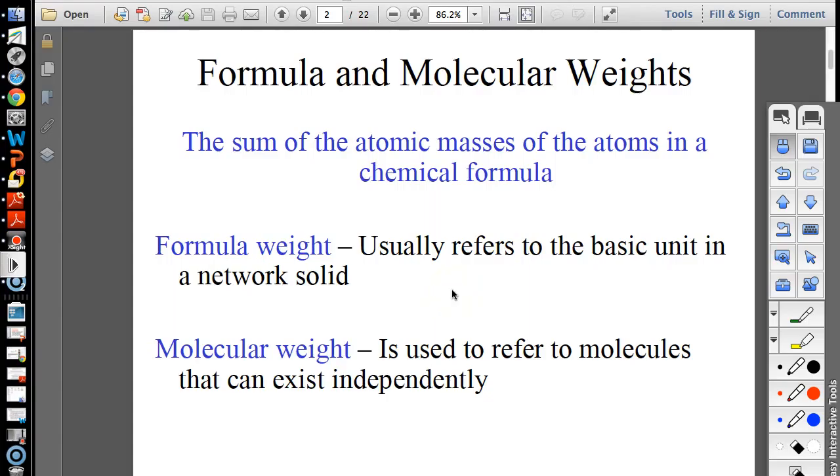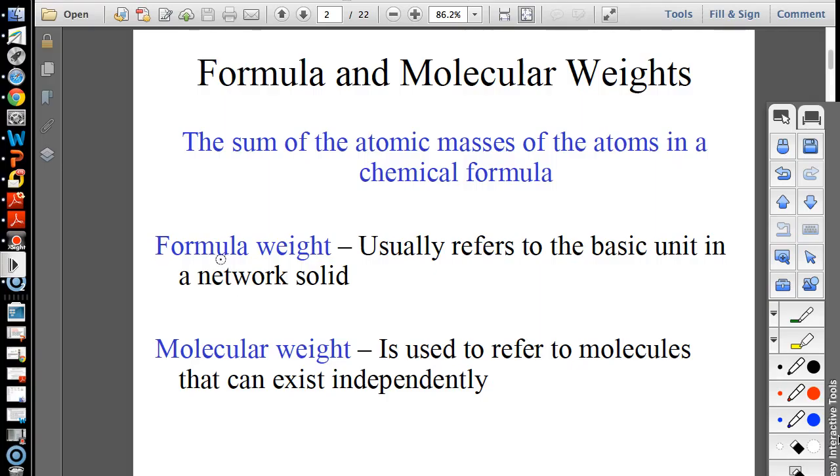When we start trying to do dimensional analysis with chemistry, we've been doing miles and feet and inches and all that stuff, and that's fine. It's really good base practice. But one of our conversion factors, those fractions that we multiply by, are going to involve these formula weights and molecular weights. And don't let those words scare you.